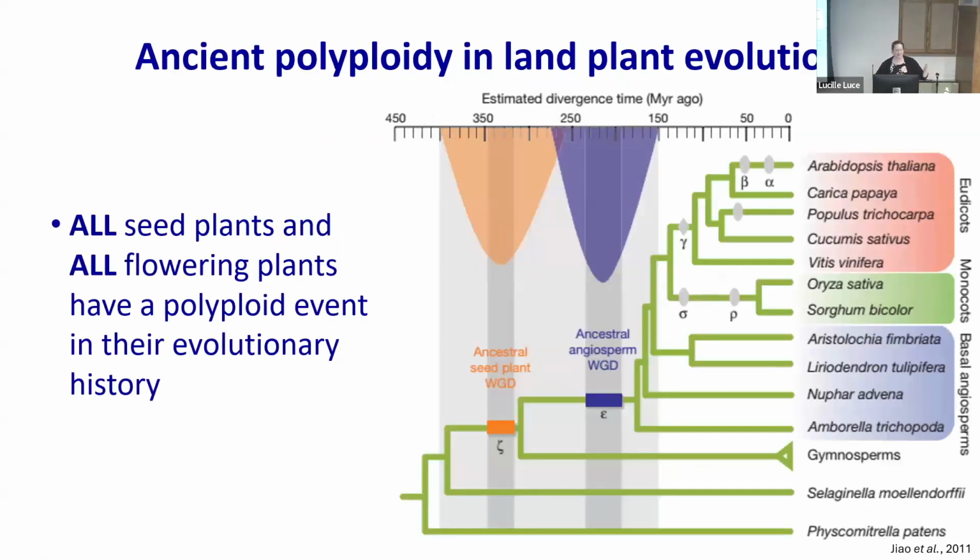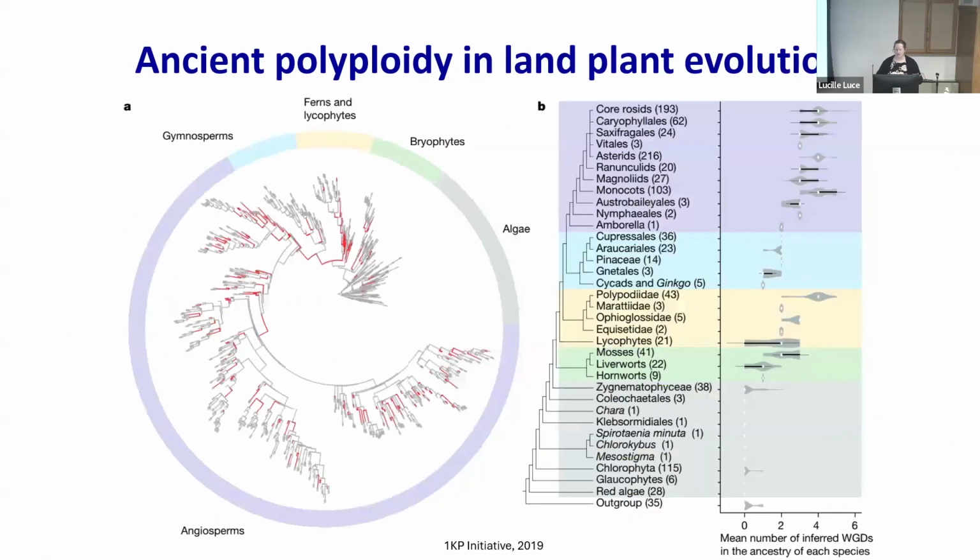Polyploidy is everywhere, especially in land plants. So we have ancient polyploidy, at least in all seed plants, another in all flowering plants. And with so many genomes accessible now, we can see that all of these red lineages are whole genome duplications across land plants. So we have ancient polyploidy everywhere.